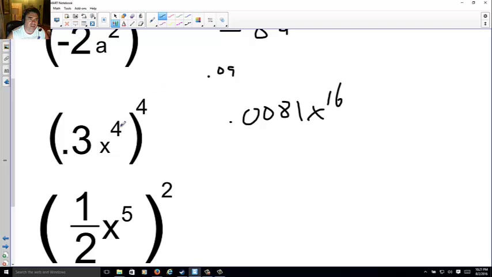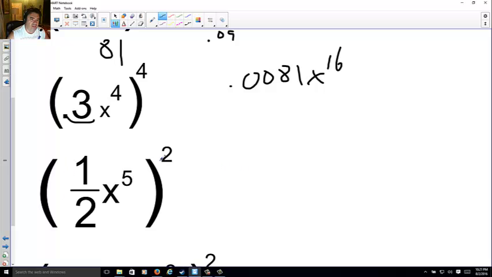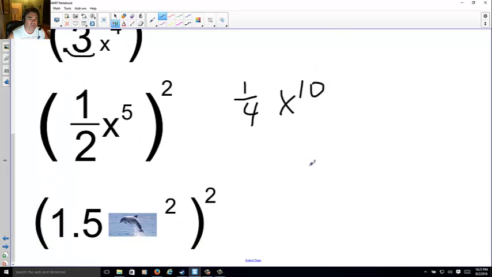How did I do that, by the way, in my head? 3 times 3 times 3 times 3 is 81. Since there's going to be 4 of these tenths, I just made 4 spaces over and dropped the 81 in. It's a little shortcut. I will do more of those later. 1/2 squared makes 1/4. x to the 5th squared is going to be x to the 10th. Finally, dolphin 1.5 squared is going to be 2.25. And dolphin squared squared is going to be dolphin to the 4th power. This is a terrible looking dolphin.